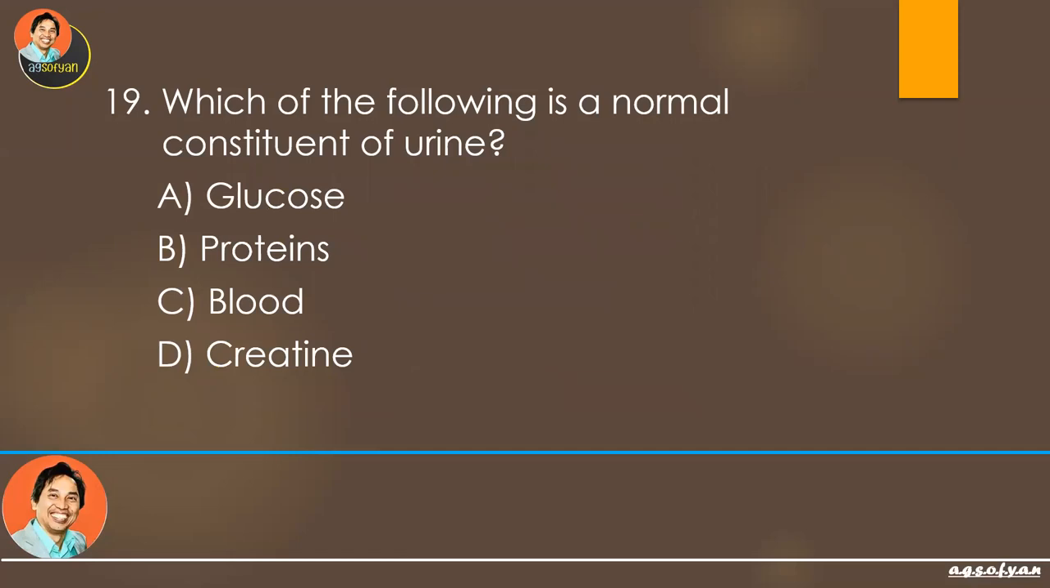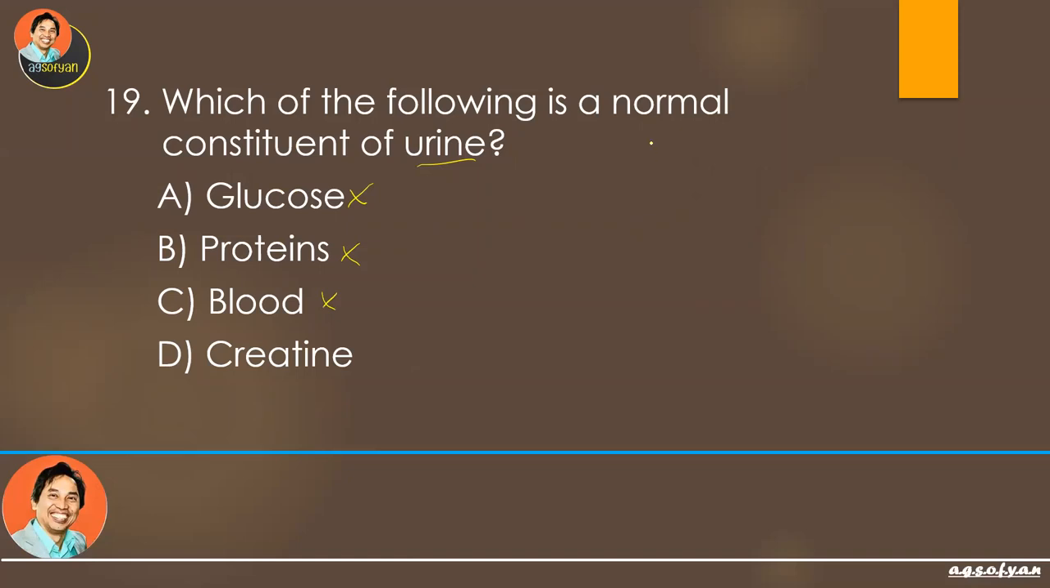Which of the following is a normal constituent of urine? We already mentioned that. Okay, glucose is not in urine. If you have glucose in urine, you have a problem. Maybe you have diabetes. Okay? Protein, it is not. If you have proteins in urine, it means that you have a problem with your body. The same thing with blood. Maybe you have infection if you have blood in your urine.